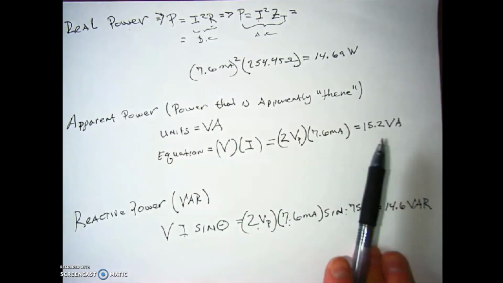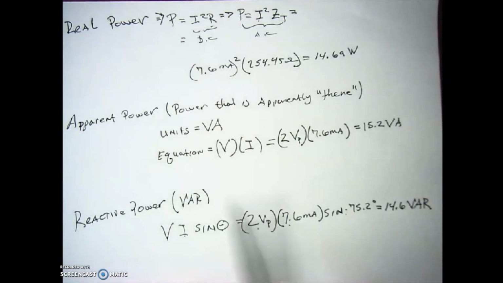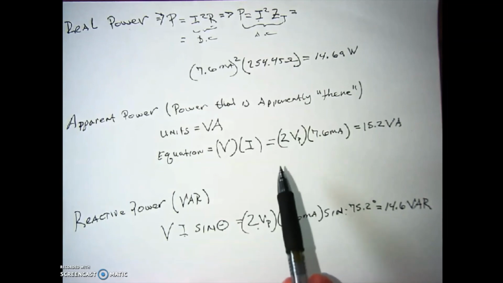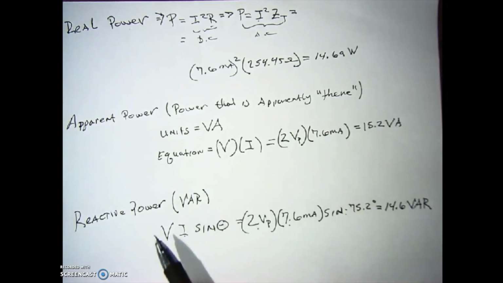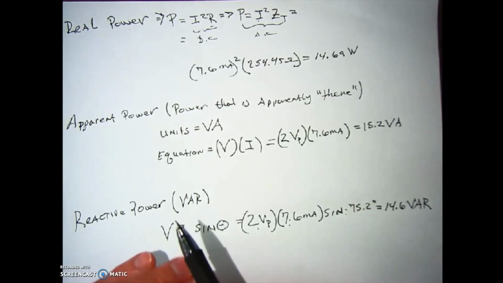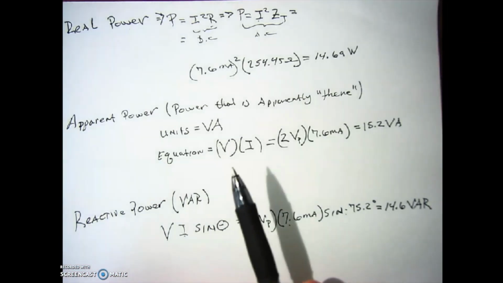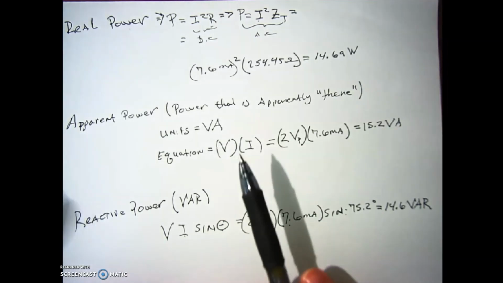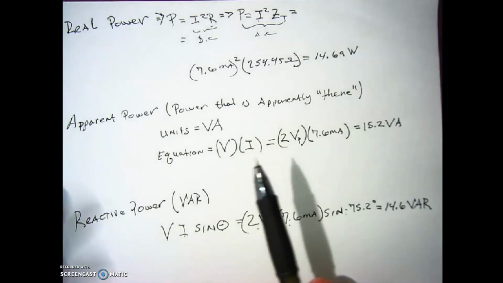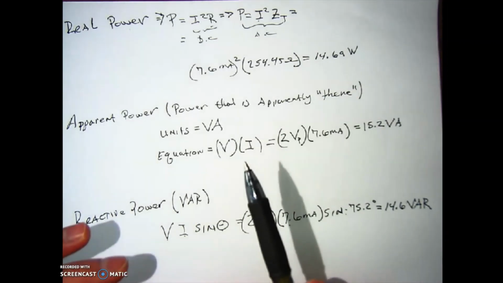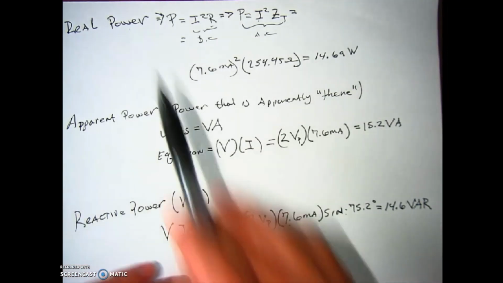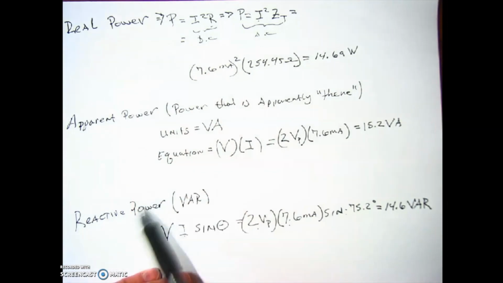So I hope this gives you some information on how to take a parallel circuit and come up with the current drops, solving for the net reactance and the net equivalent circuit, solving for the phase angle, the I total, and then finally solving for the real power, apparent power, and reactive power.